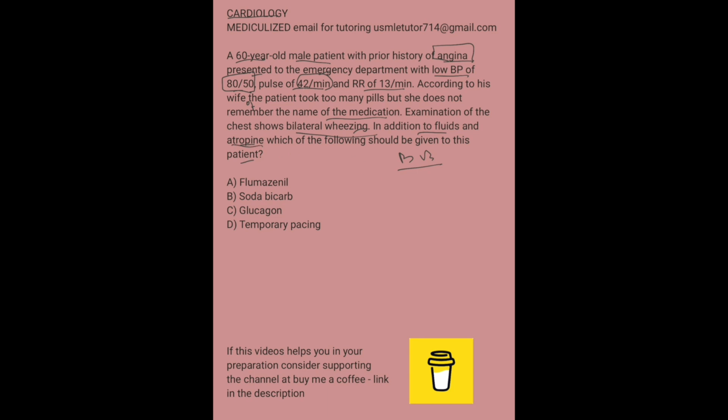But in addition to these, which of the following can be given? Flumazenil, remember, is the wrong answer here. Flumazenil is used for benzodiazepine overdose. In benzodiazepine overdose, vitals are normal. Also, wheeze is not seen, so this is not the right answer.